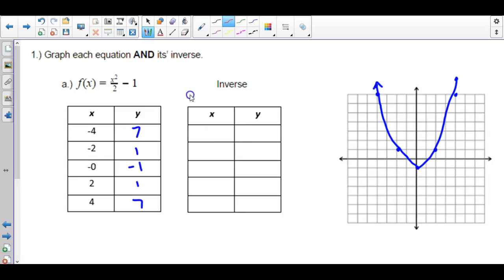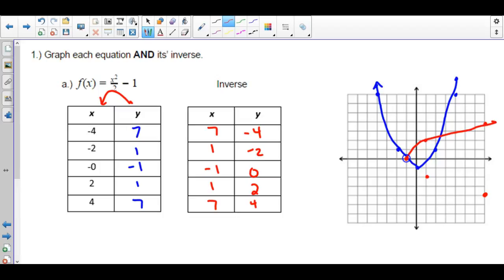And then basically in order to get the inverse graph, I'm just going to interchange my x and y columns here. So my x values would be 7, 1, -1, 1, and 7. And then my y values would be my -4, -2, 0, 2, and 4. So then I'll plot these. So I'm going to go over 7 and then down 4. Go over 1 and down 2. I'm going to go -1, 0, +1, +2, and then 7, 4. So all the way over 7 and up 4. And I'm going to draw in that curve.